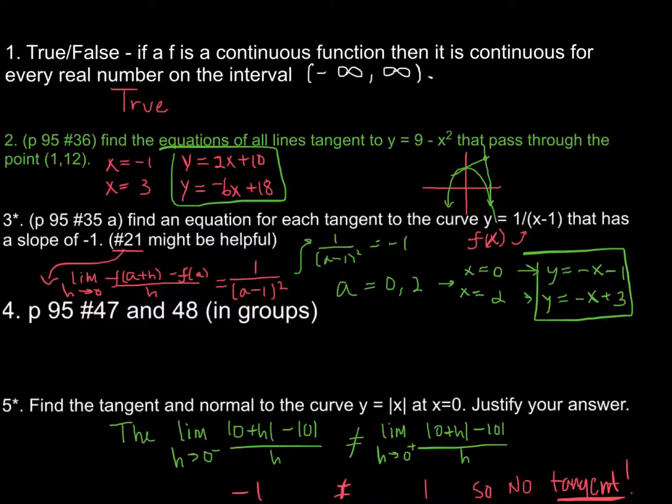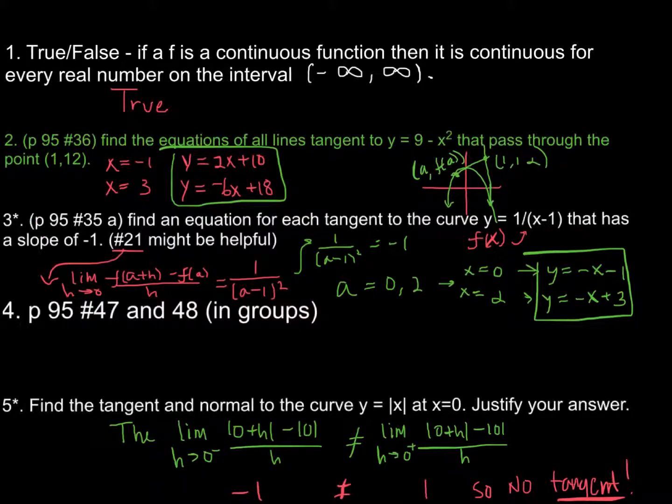Any point on the curve is given by (a, f(a)), and this point is (1, 12). So you can just subtract y values, divide by the subtraction of the x values to get that slope. And then that allows you to find the 2 points at which those slopes will match up, and then you can write the tangent lines at those points given the slope that you've already found.